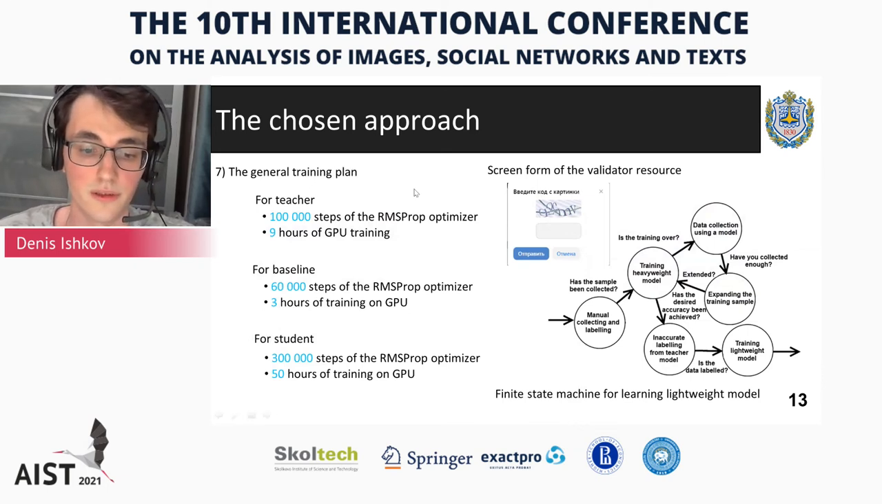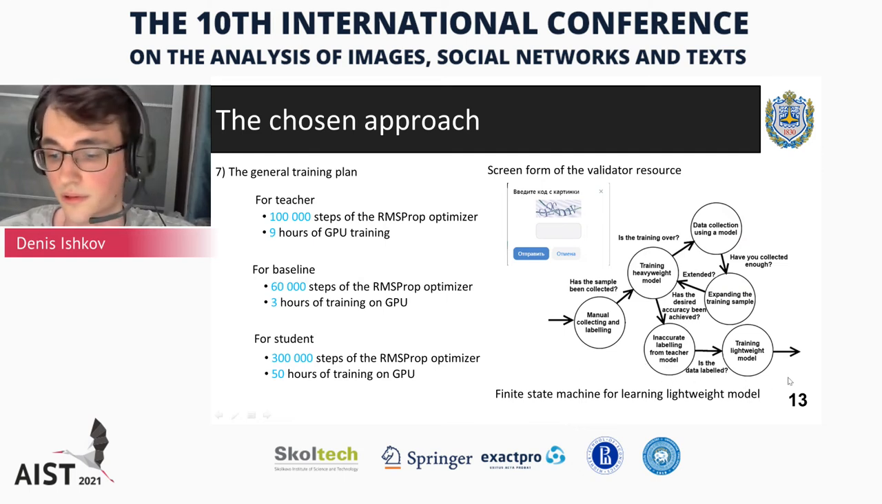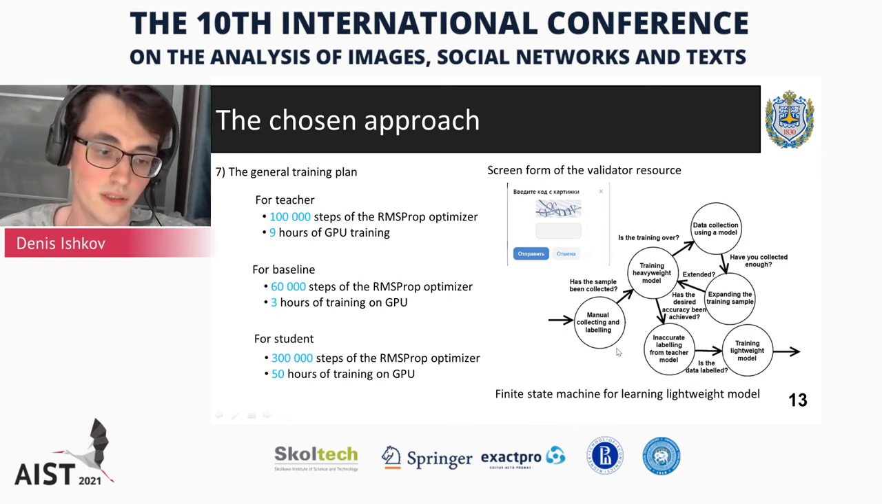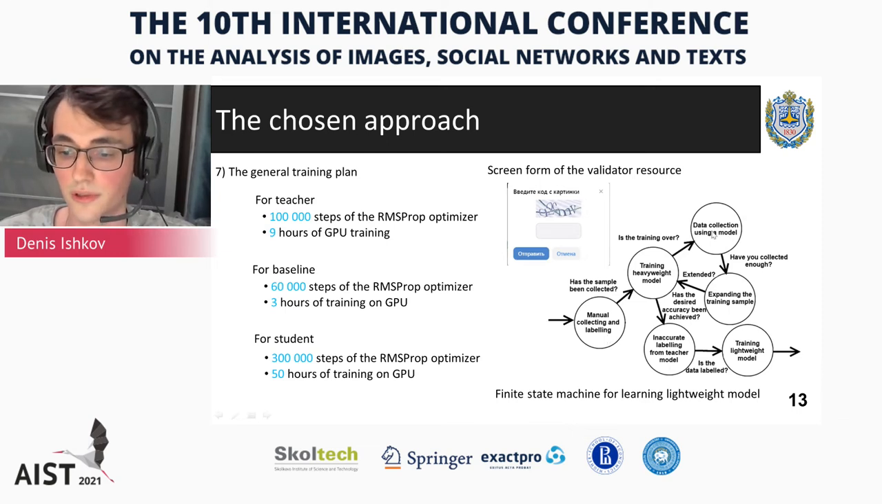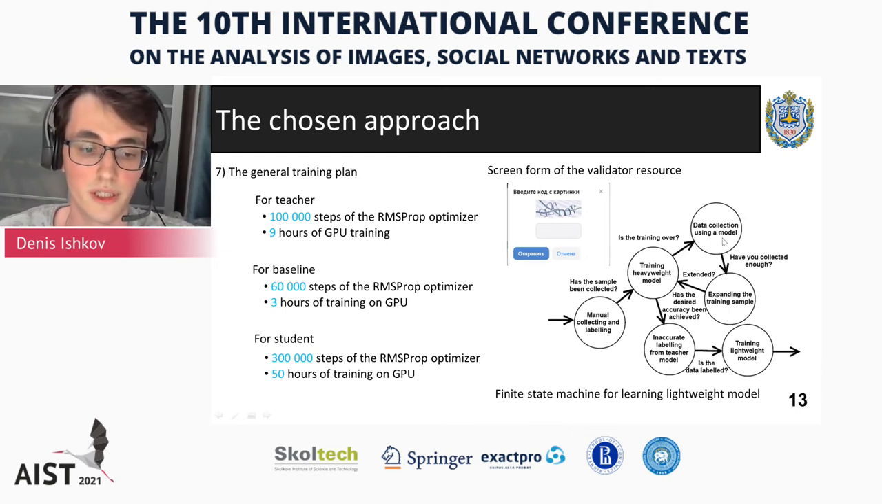So this slide represents the proposed approach of training a lightweight model on noisy data. Training of the classifier model is proposed to be carried out in an iterative fashion. Here, an iteration includes automatic labeling of additional images, combining them with the initial ones, and training a new model from scratch on the new, larger dataset.